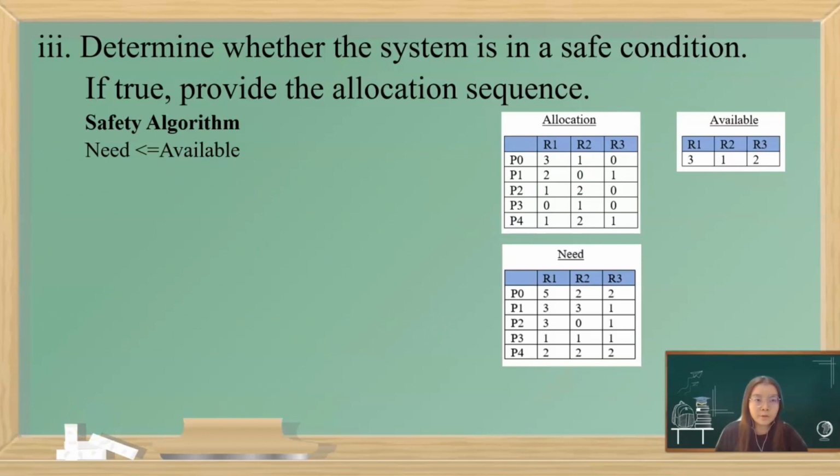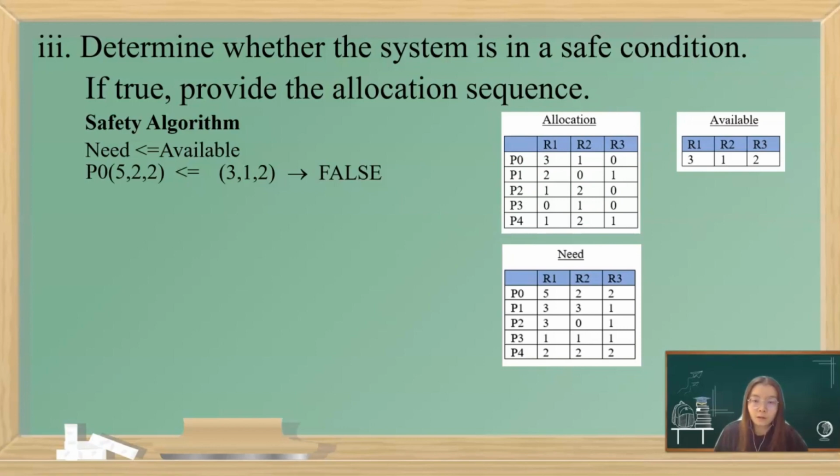The third question is to determine whether the system is in a safe condition or not. Now we use the safety algorithm to check if the need is smaller than or equal to the available. For example, we use the need of P0, which is 5, 2, 2, and check whether it is smaller than or equal to the available, which is 3, 1, 2. We can see that 5 is not smaller than 3, so this is false. If this is false, we check the next one.